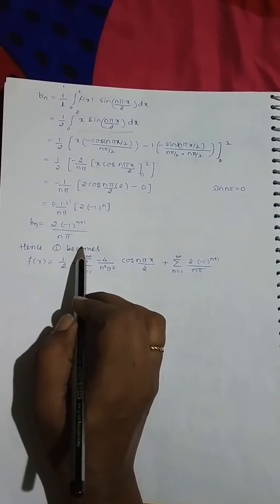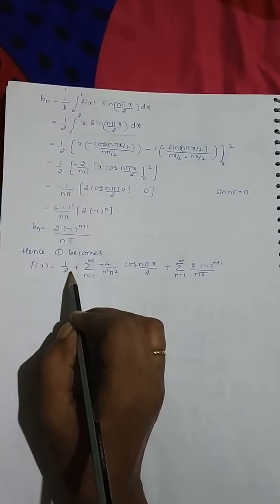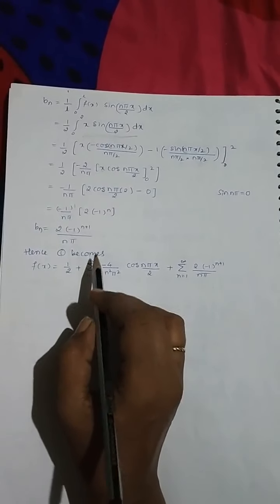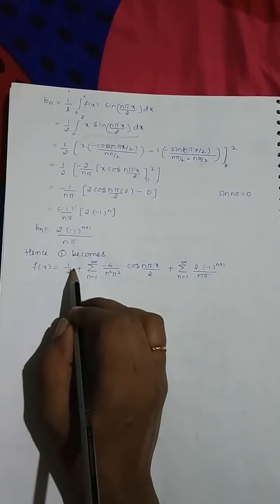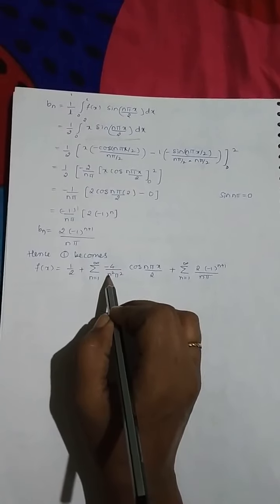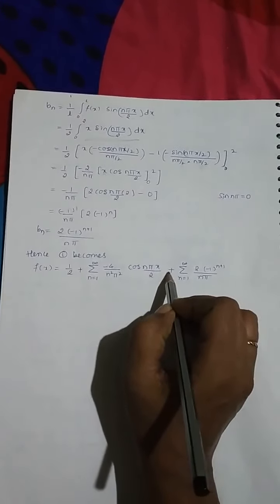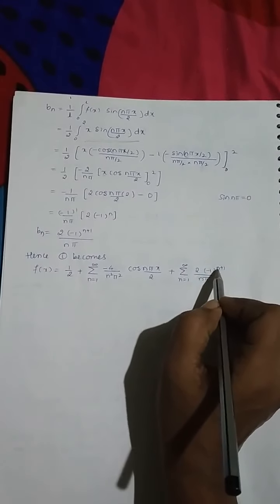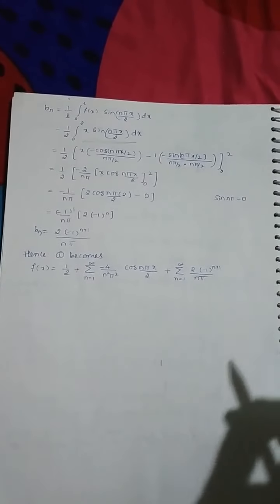Hence, equation 1 becomes f of x equals 1 by 2, substituting all the values, that is a0, an, bn. f of x equals 1 by 2 plus summation n equals 1 to infinity minus 4 upon n square pi square into cos of n pi x upon 2 plus summation n equals 1 to infinity 2 into minus 1 raised to n plus 1 upon n pi. This is the required Fourier series.